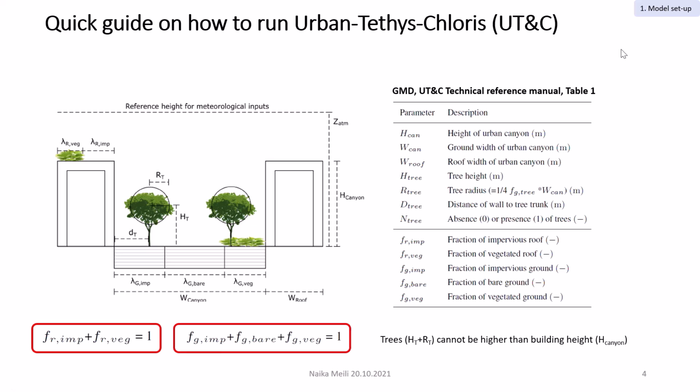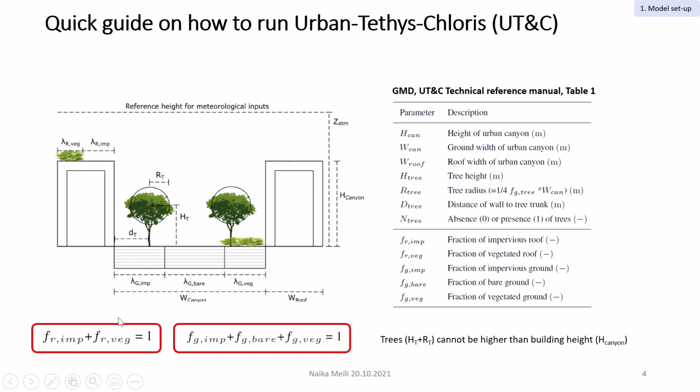There are a number of parameters specifying the urban geometry, such as building height, canyon width, roof width, impervious bare and vegetated ground fractions, vegetated and impervious roof fractions, tree height, which is from the ground to the middle of the crown, radius of the tree, and the distance of the tree from the wall.